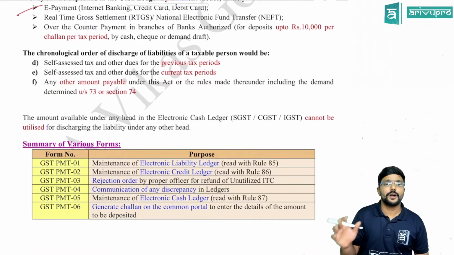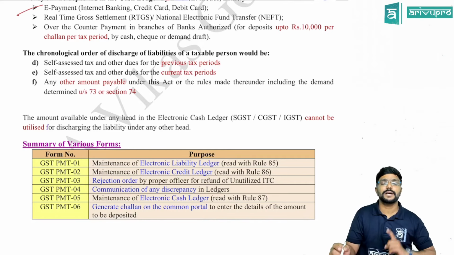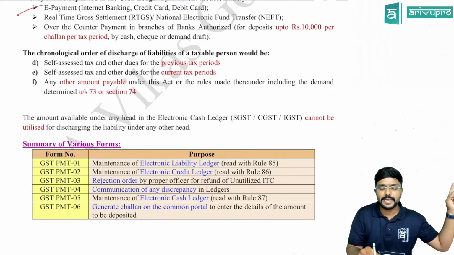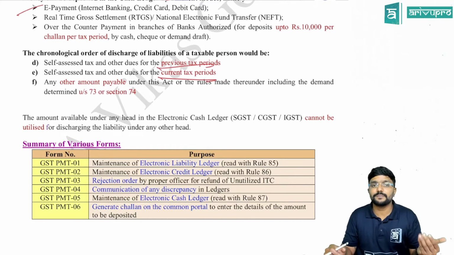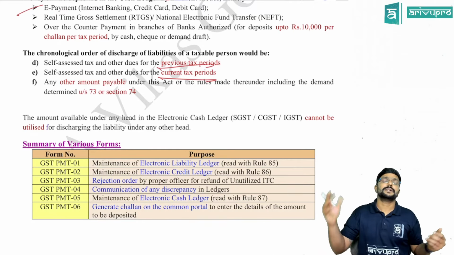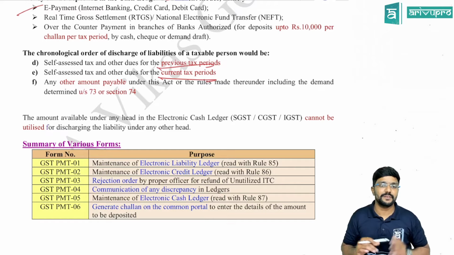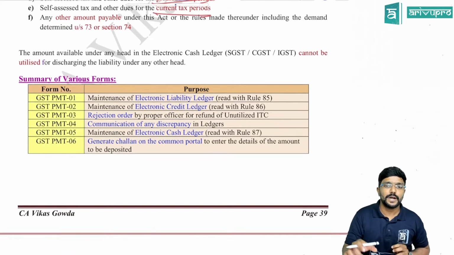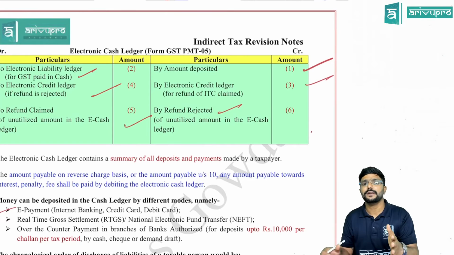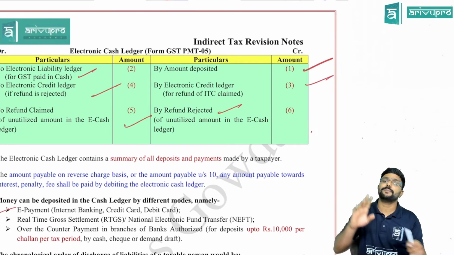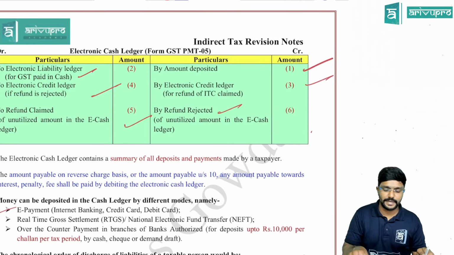Okay. And the order of payment will always be: first clear all your dues for the previous tax periods, then for the current tax period. Then if I am liable to pay something but have not paid, the department will recover it from me, which is like a last option. And once I have deposited the amount into the cash ledger under a particular head, I cannot utilize it to make the payment against some other head, guys.